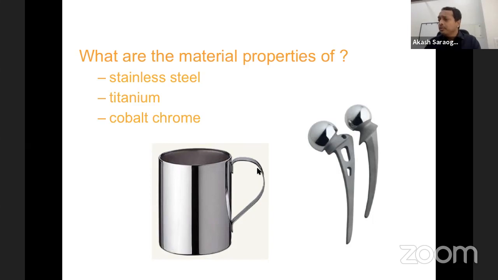Something about cobalt chrome. So what is one good thing about cobalt chrome? The best thing about cobalt chrome? It is a very high Young's modulus. So this is very, very tough, very durable, and it is relatively hard, right?